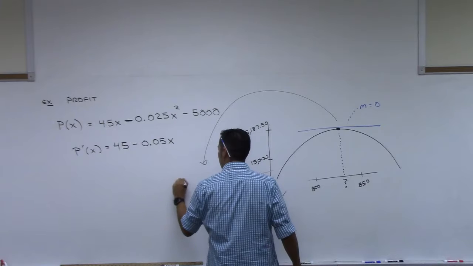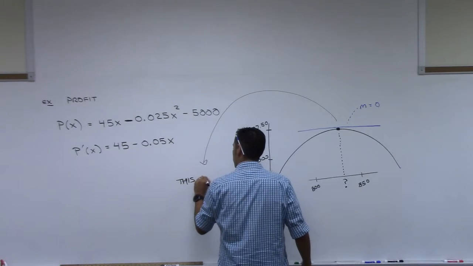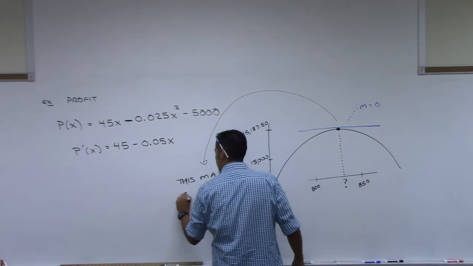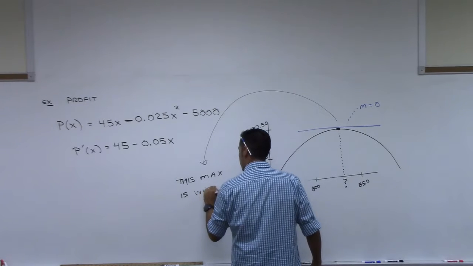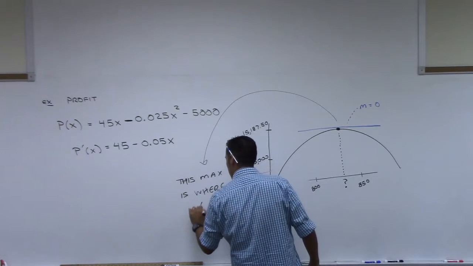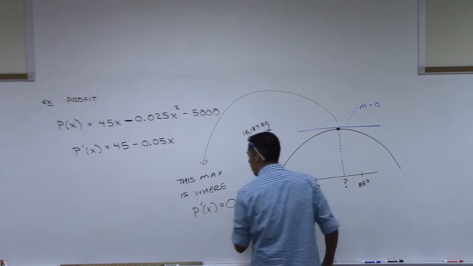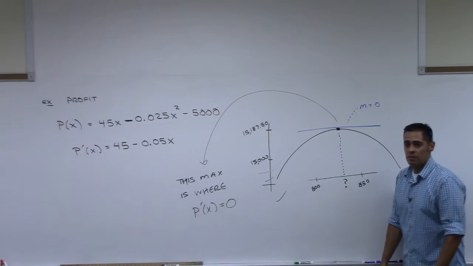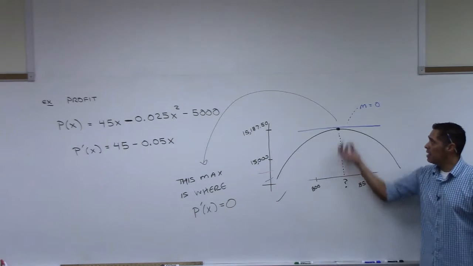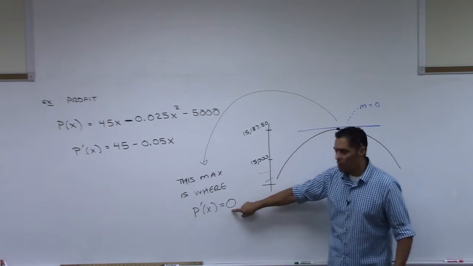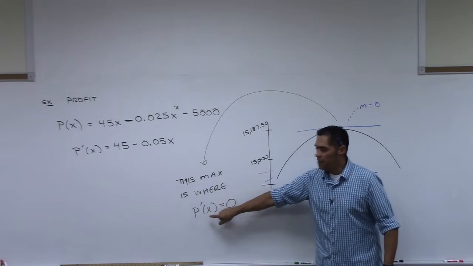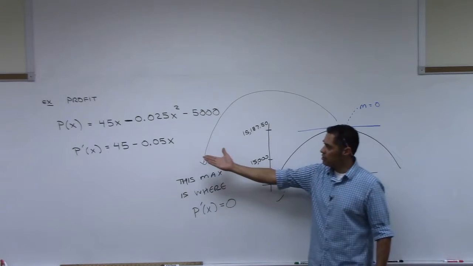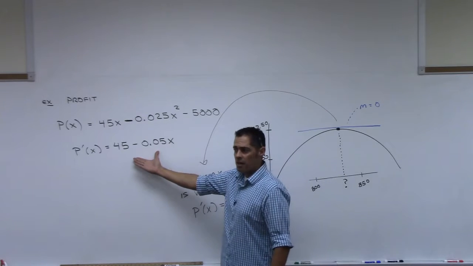this max is where p prime of x equals 0. That's where it happens. It's the x value that I need to get a 0 slope out. The derivative has to be equal to the 0 slope. So there's your derivative, right? Set it equal to 0.